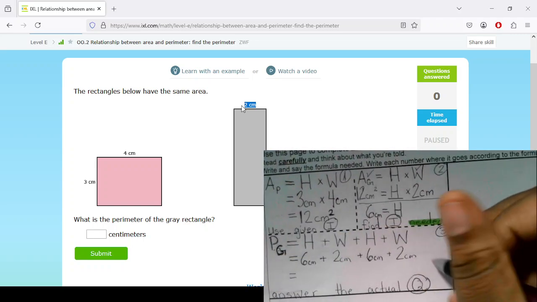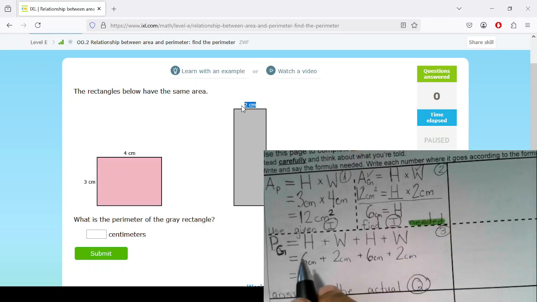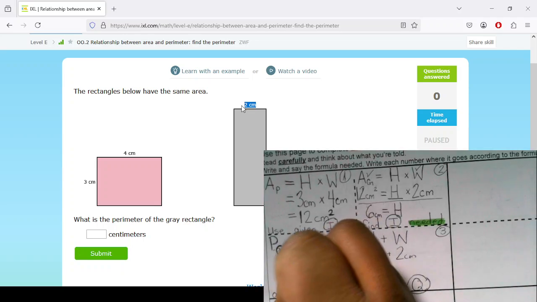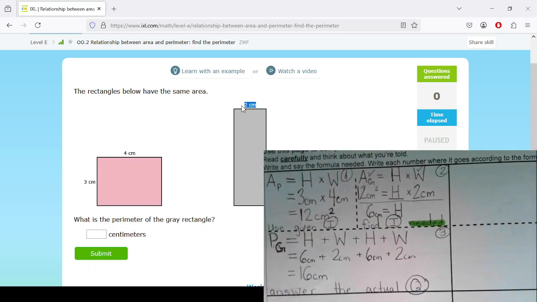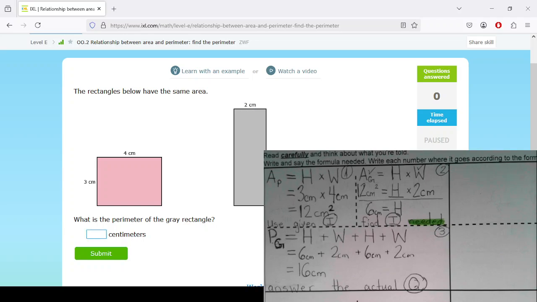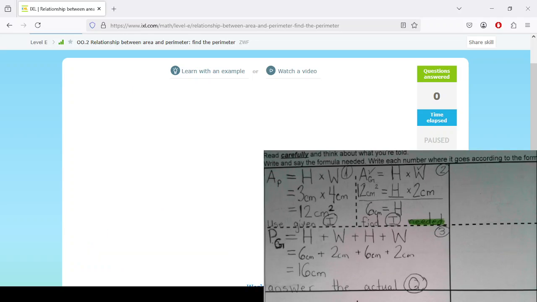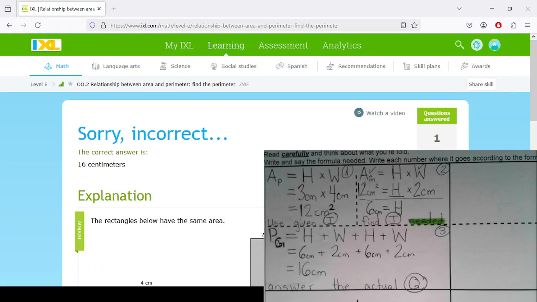You can add these however you like. 2 plus 2 is 4. 4 plus 6 is 10. 10 plus 6 is 16. 16 centimeters. So what is the perimeter of the gray rectangle? It is, oh my goodness.